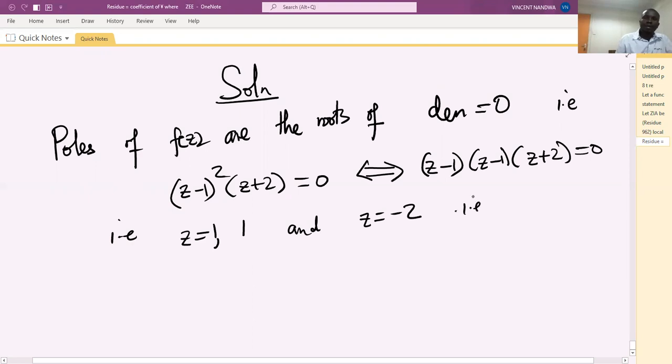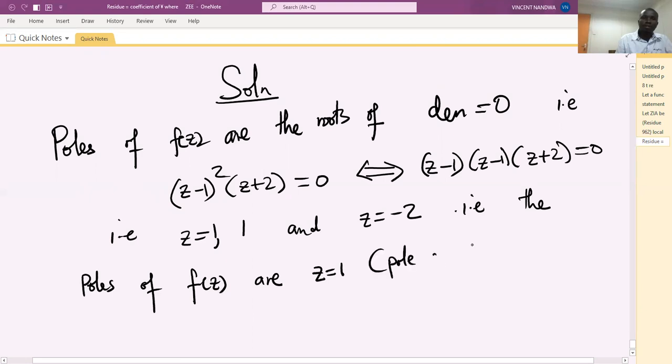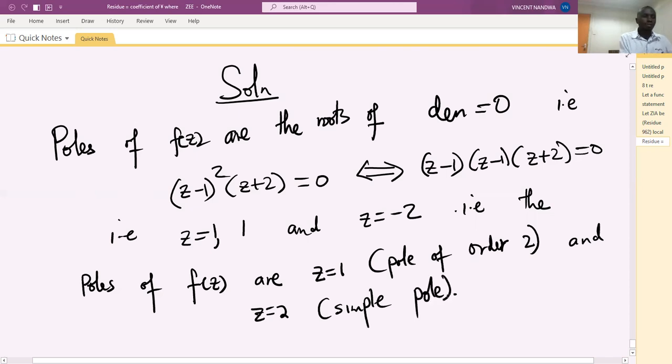So i.e. the poles of f of z are z equals 1, which is a pole of order 2, and z equals negative 2, which is a simple pole of order 1. So that's the first step.